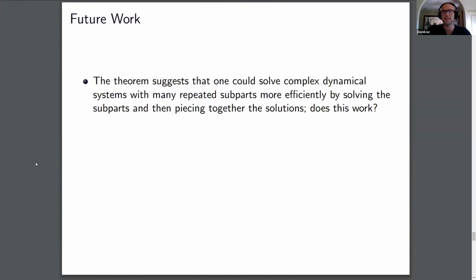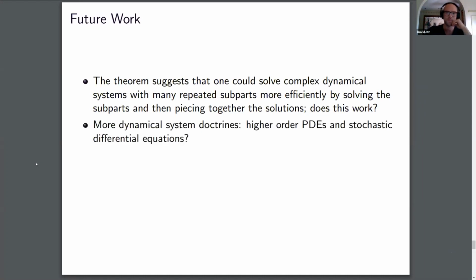So the theorem suggests that we might be able to solve complex dynamical systems, if they have many repeated subparts, more efficiently by solving the subparts and piecing them together. The reason I say many repeated subparts is it's probably extremely hard to solve one system in terms of its parameters. But if you have many of the exact same system, the weight might change. It might now become cheaper to solve that one system freely and then plug in a bunch of them in a complex way rather than the other way. But I don't know if that works. So my question is, does this work?